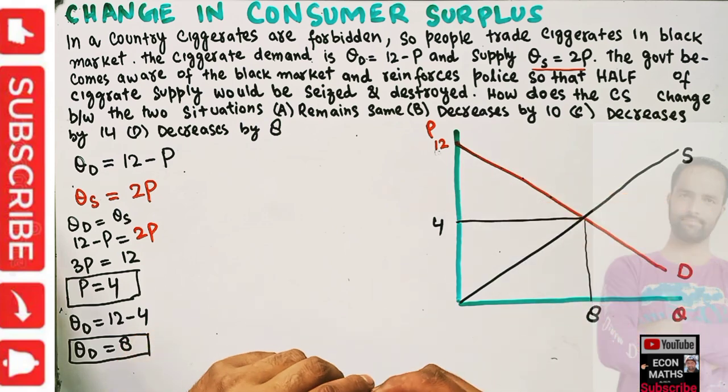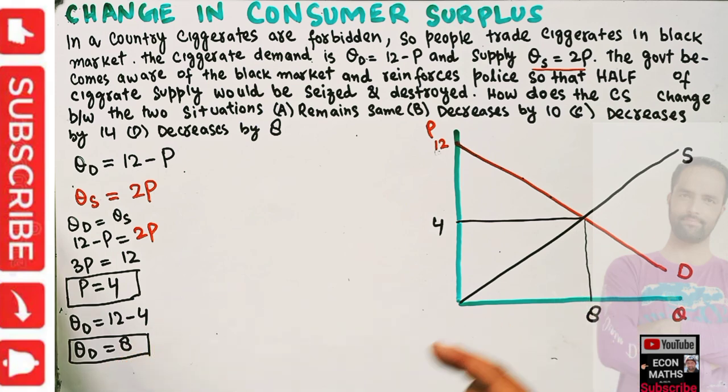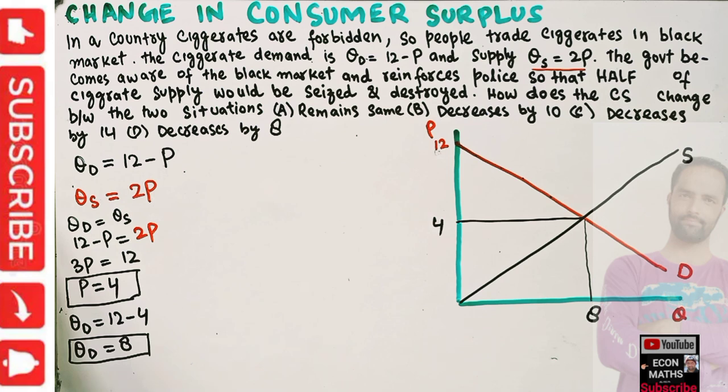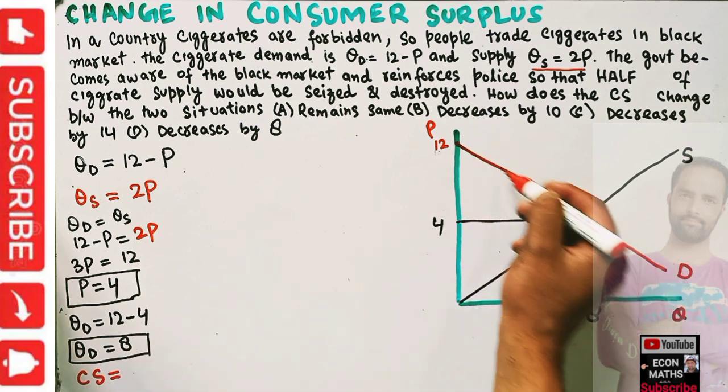And how do we calculate it? Simple thing, we have to calculate the area of this very triangle. So our consumer surplus will be equal to the area of this very triangle.